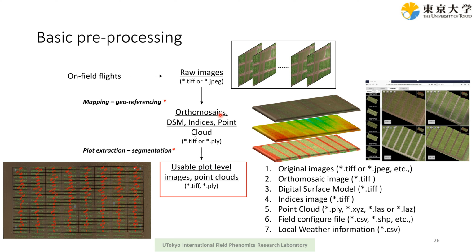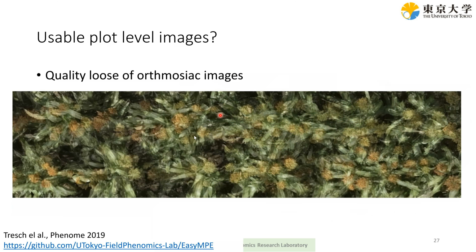And on the other side, the plants do not stay there steadily. You can't be sure that every time you take the flight, the plants are not moving, either by themselves or by the effect of the wind. So you will never have a perfect original picture that makes the plant stay there perfectly. So it will always give this kind of quality loss if you run the orthomosaic stitching.